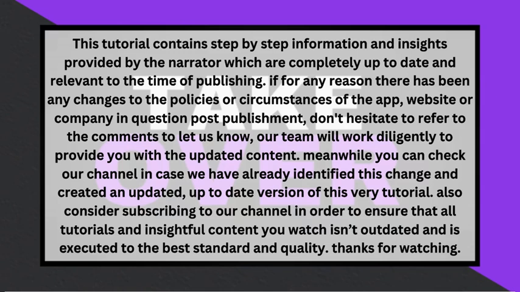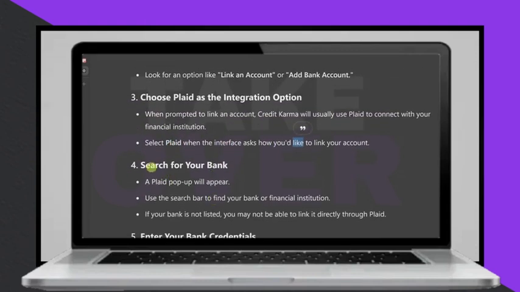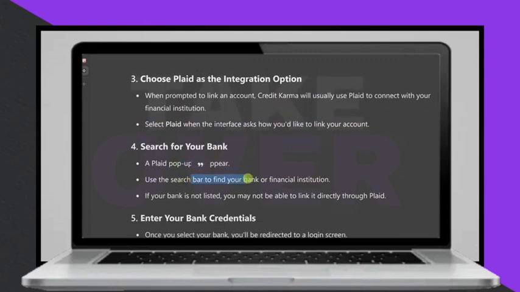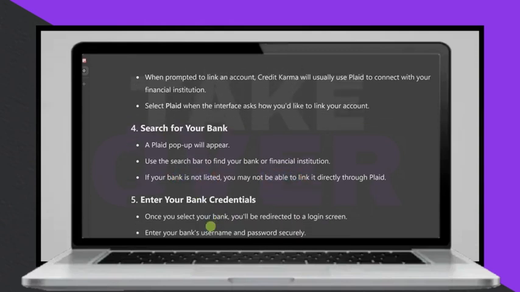Credit Karma usually uses Plaid to connect with financial institutions, so select Plaid when asked how you'd like to link your bank account. A search bar will appear, allowing you to find your bank or financial institution. If your bank is not listed, you may need to link it directly through Plaid.